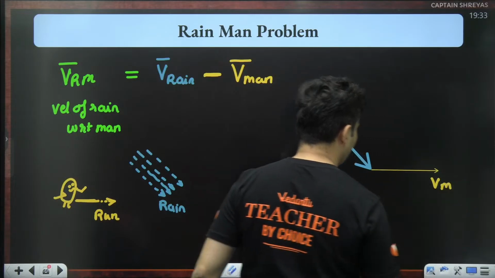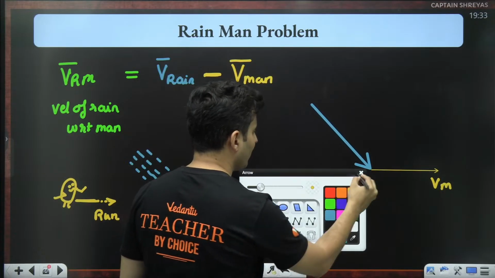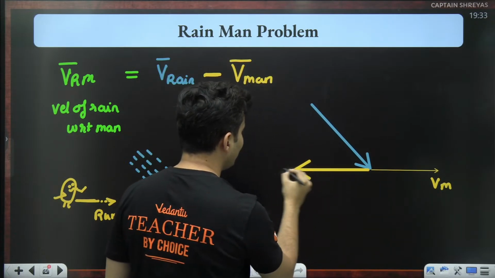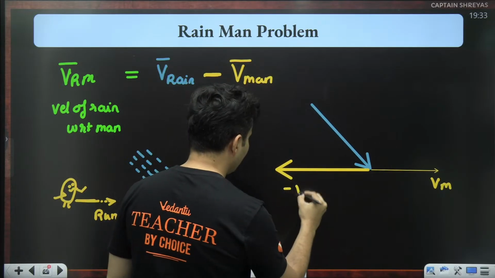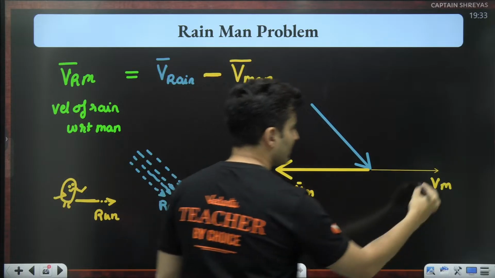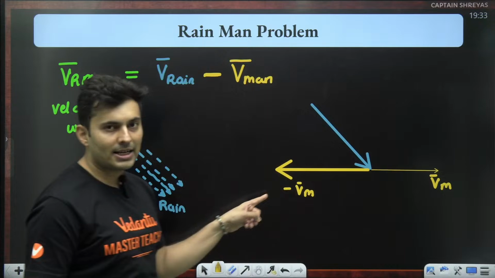Vm is here. Do not use that. What you need to use is negative Vm. So negative Vm will be here, maybe like this. Maybe this is what minus Vm is. This is your positive Vm. Use the negative Vm. So it is vector subtraction.